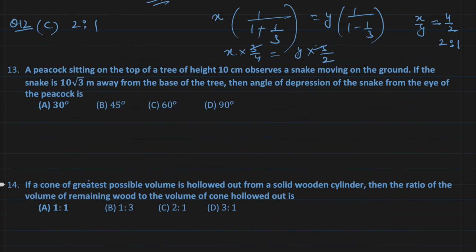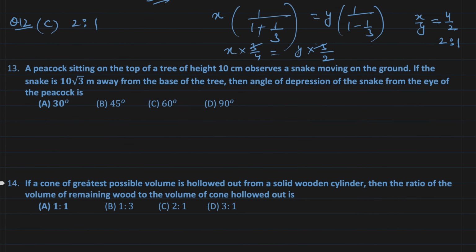Now the 13th question. A peacock is sitting on the top of a tree of height 10 meter. It observes a snake moving on the ground. If the snake is 10 root 3 meter away from the base of the tree, then the angle of depression of the snake from the eye of the peacock is. Let's draw a figure first for this. You have a peacock sitting on the top of the tree, and there is a snake over here, right? The angle of depression. The peacock is looking at the snake, so you have to find the angle of depression.